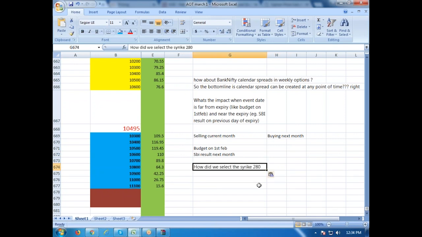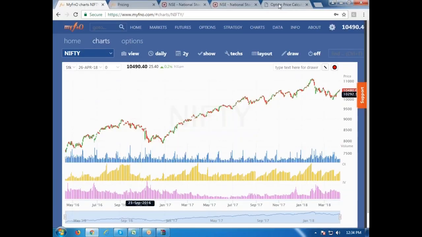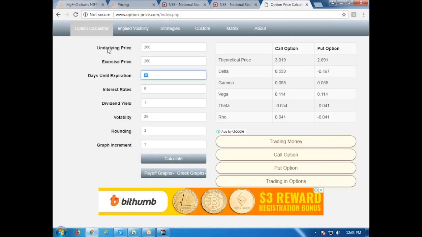How did we select the strike price of 280? Let me show you the strike price selection for 280. SBI was almost 260.